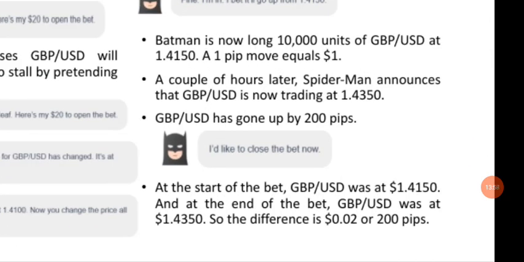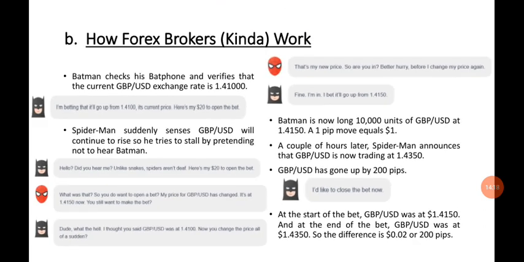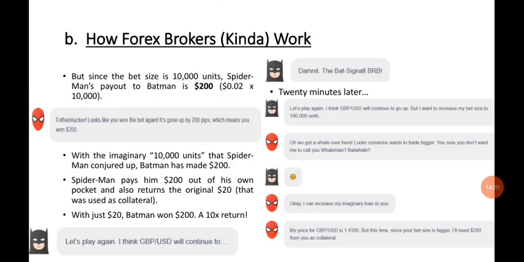Batman goes, "I would like to close my bet now." At the start of the bet, Great British Pound was at $1.4150, and at the end of the bet, Great British Pound US dollar was at $1.4350. So the difference is $0.02 or 200 pips. Since the bet size is 1,000 units, Spider-Man's payout to Batman is $200, which is gotten from $0.02 times 10,000 units.